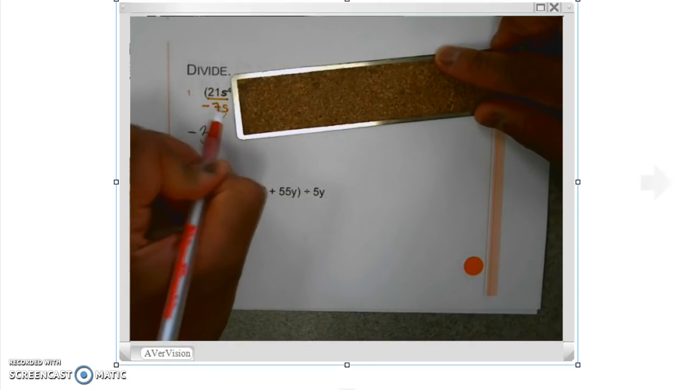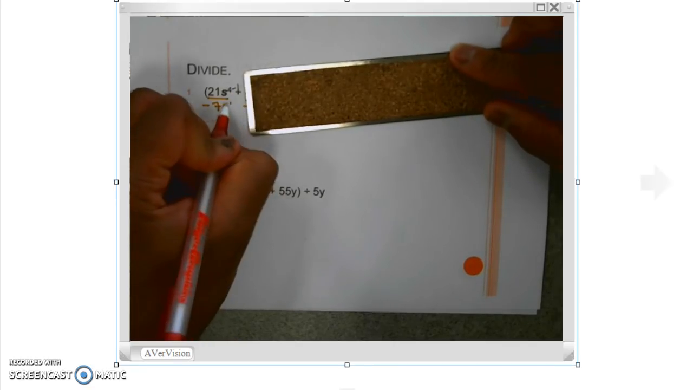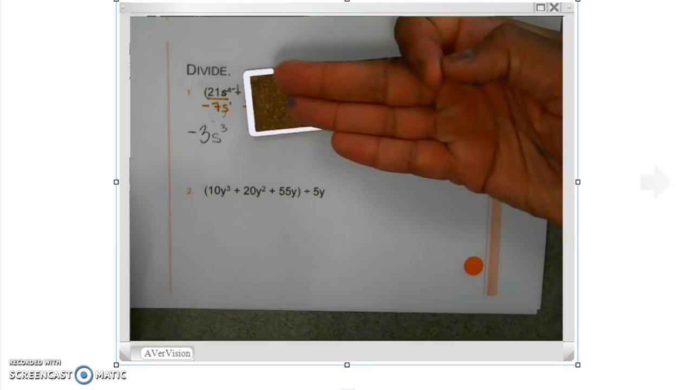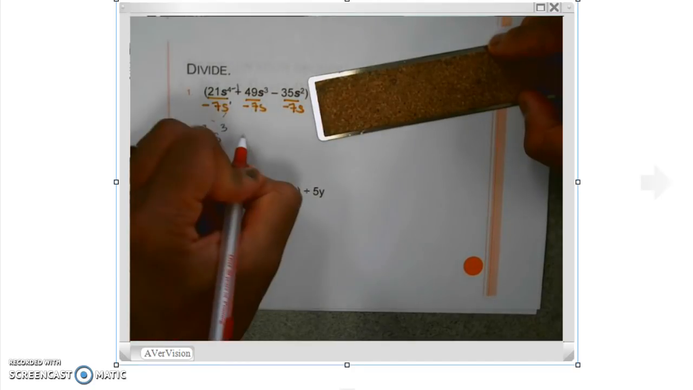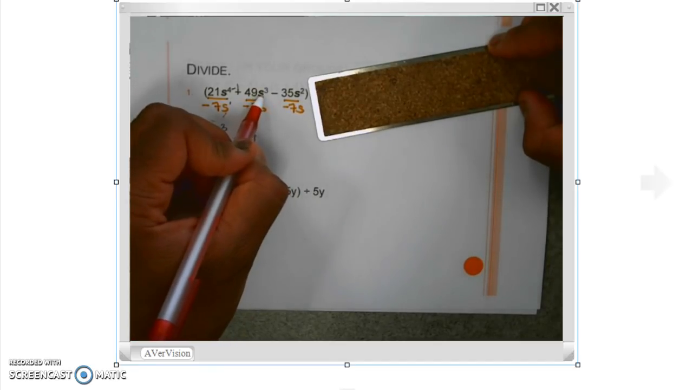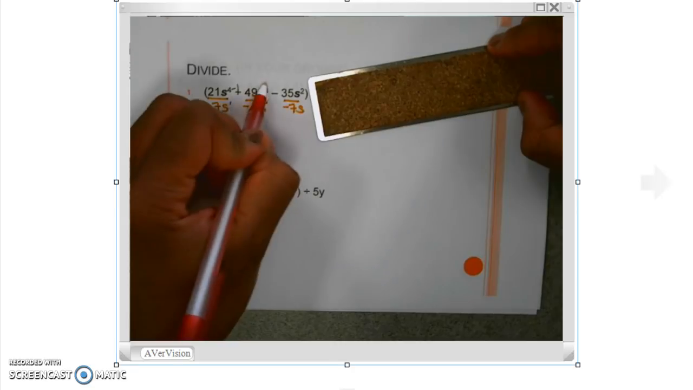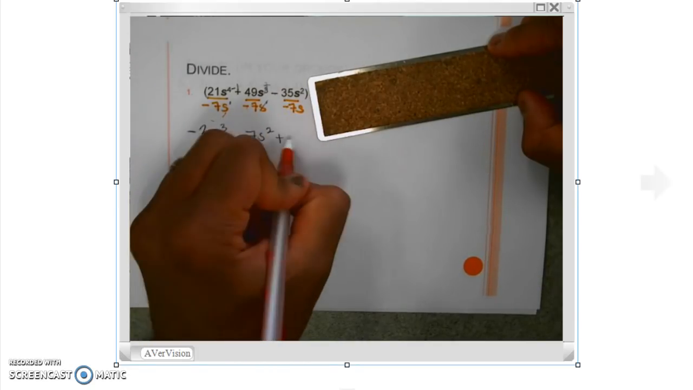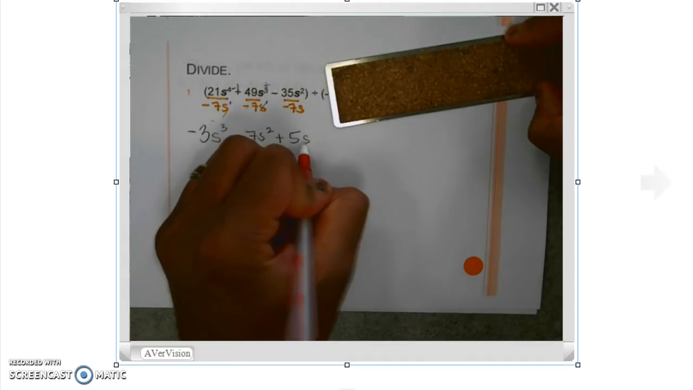And then s to the 4th divided by s will give me s to the 3rd. Why? Because remember, we subtract the exponent, so this will be 4 minus 1. Also, if I have 4 and I'm going to divide by 1, left over I have 3 s's, so s cubed. And then my next fraction, 49 divided by 7 is 7. Positive divided by negative is also negative. And then s cubed divided by s. So I had 3 and I'm going to take off 1. I'm going to be left with just s squared. And then a negative divided by a negative is a positive. 35 divided by 7 is 5. S squared divided by s is just an s.